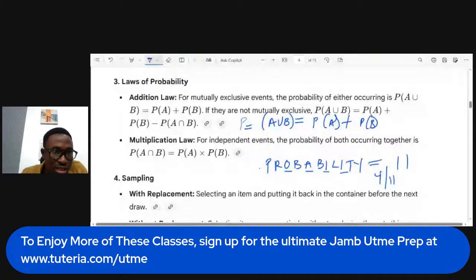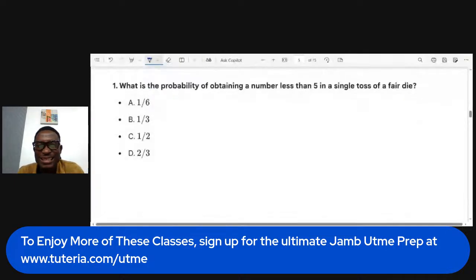This question says, what is the probability of obtaining a number less than 5 in a single toss of a fair die? Now, what is the total number of possible outcomes? If you throw a die up, it's 6, because on the die you have 1, 2, 3, 4, 5, and 6. If I throw a die up now, I can get any of these numbers.